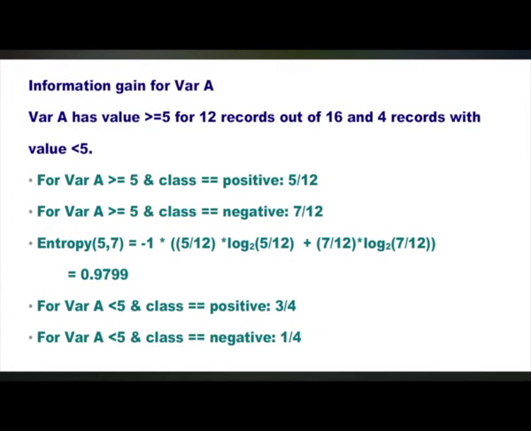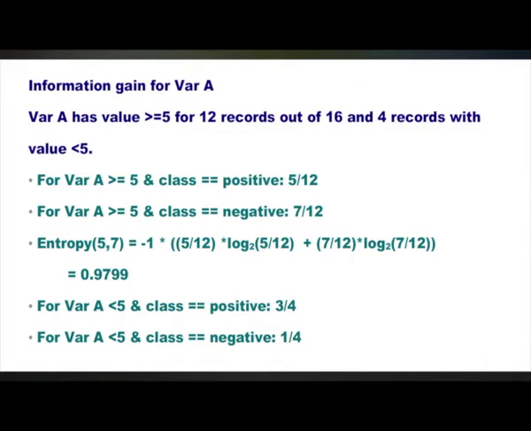Now, for calculating the information gain for variable A. Variable A has a value greater than or equal to 5 for 12 records out of 16 and 4 records with value less than 5. Now, to calculate the information gain for variable A: for A greater than or equal to 5 and class equal to positive, the probability is 5 by 12. For A greater than or equal to 5 and class equal to negative, the probability is 7 by 12.